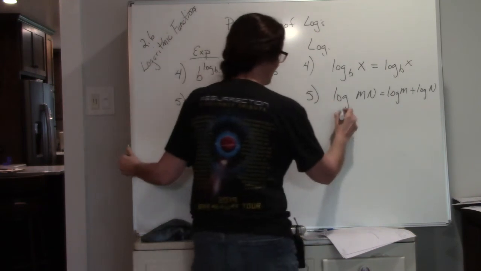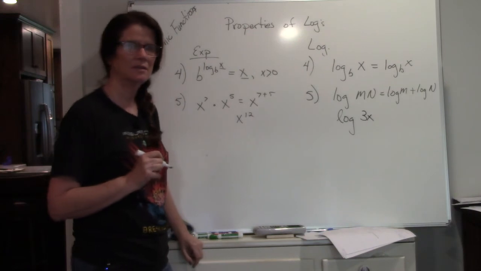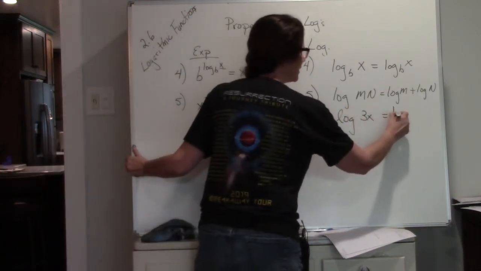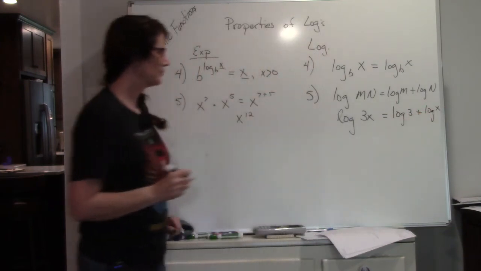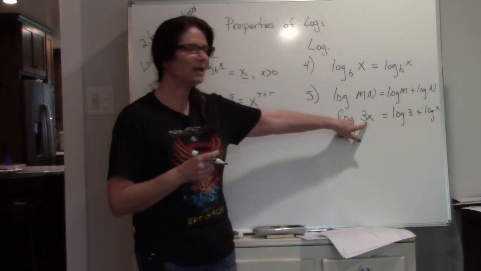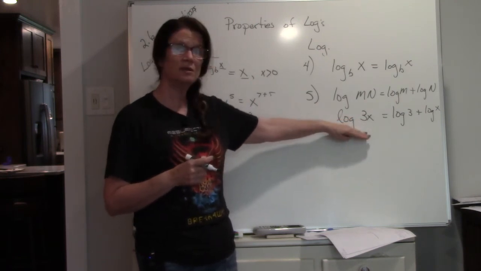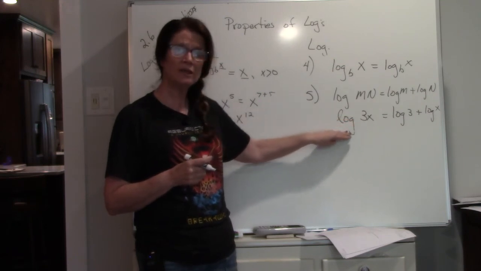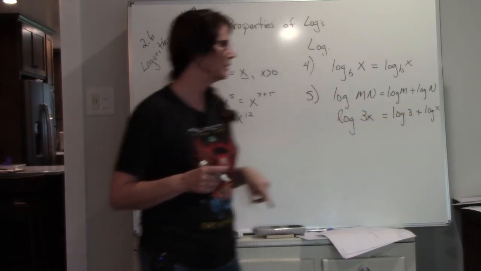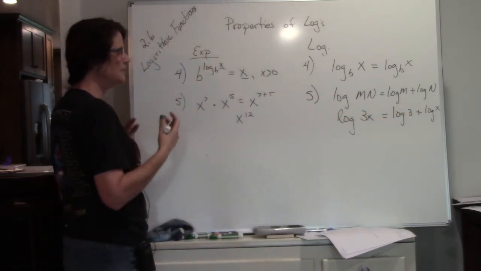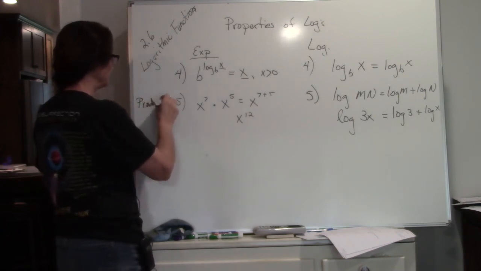So let me show you an example of this. So log of 3 times x. What I'm going to do is split this up and add. I'm taking the two terms that I'm multiplying, and I'm actually adding them, because this is an exponent. So when I multiply with exponents, I add the exponents. And again, these are exponents. Okay? So that is the product rule. You learned this as the product rule.